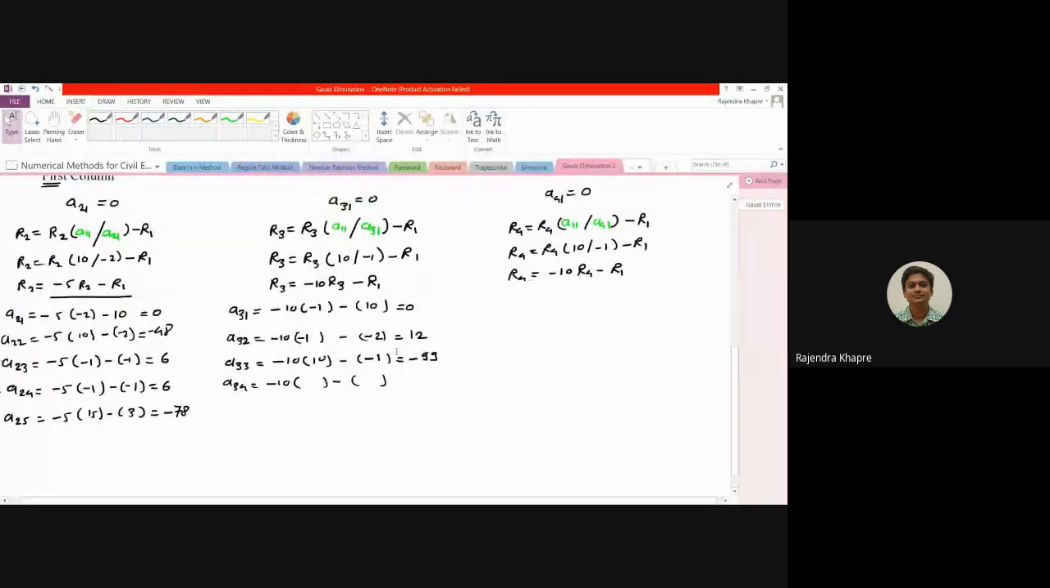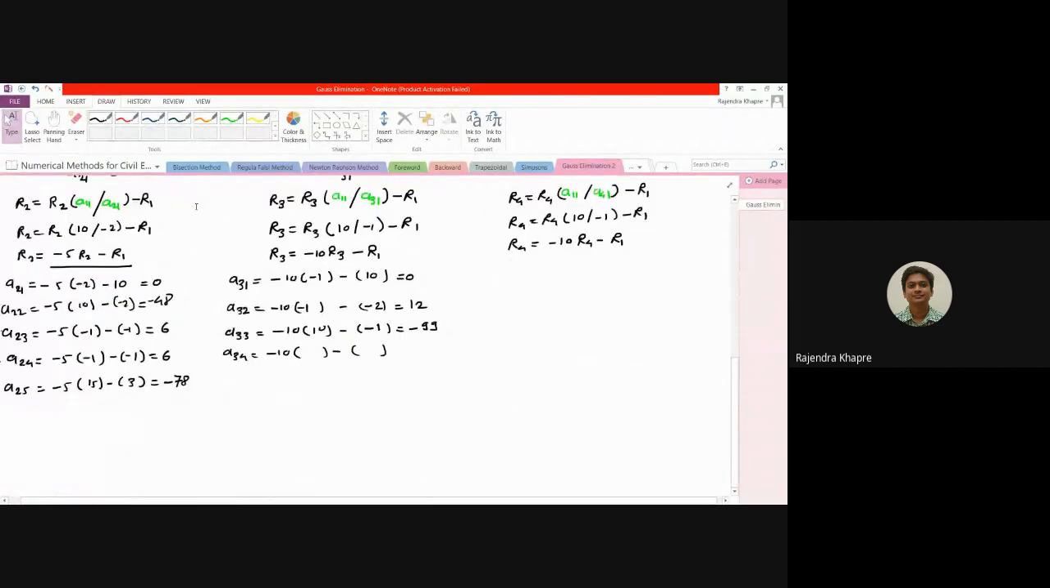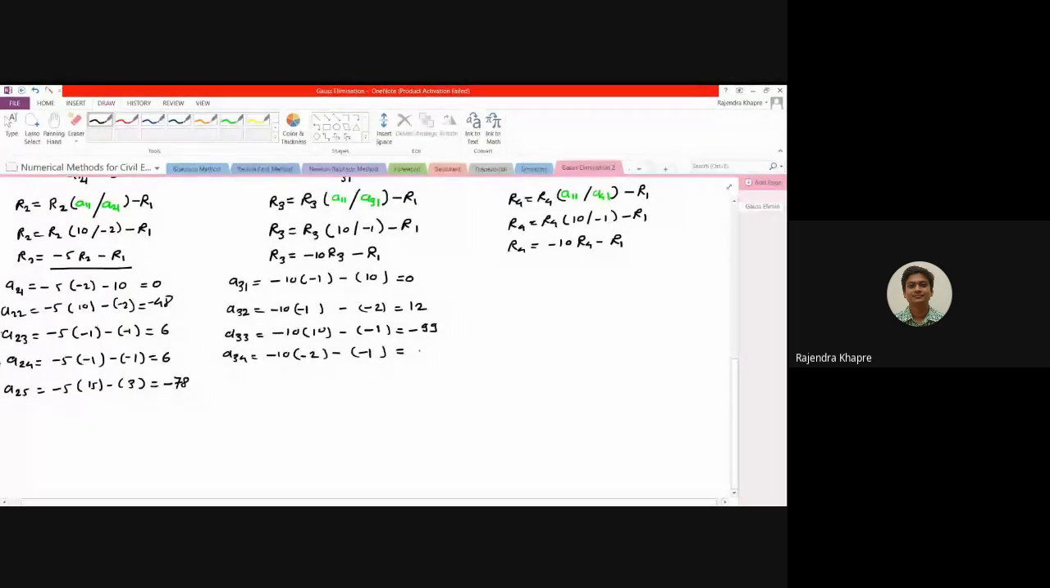Okay, and when I operate for A34, this will be minus 10 into this minus R1. So here this is minus 2, and at the top we have minus 1. So this is minus 2 and minus 1. How much is this? 21.